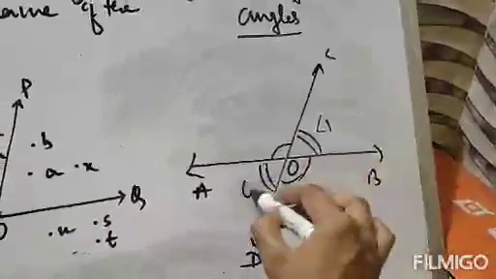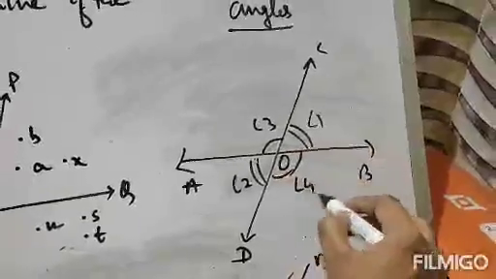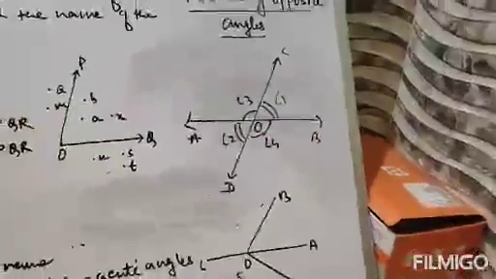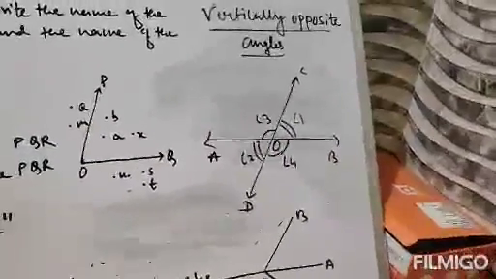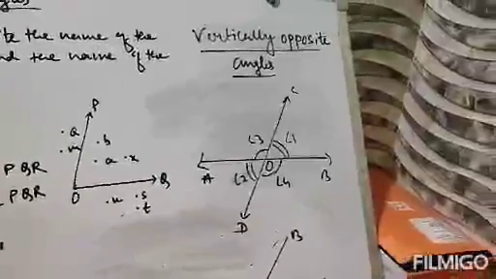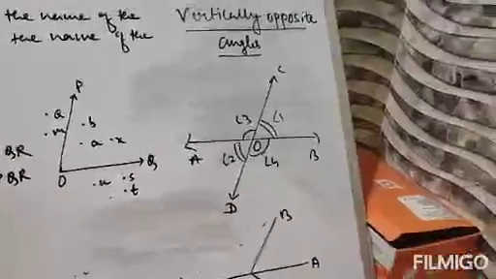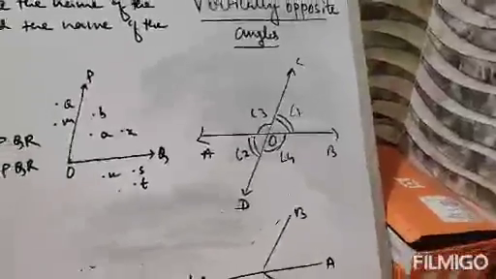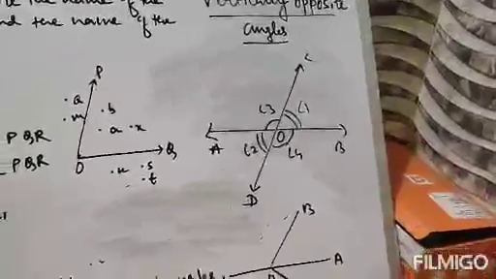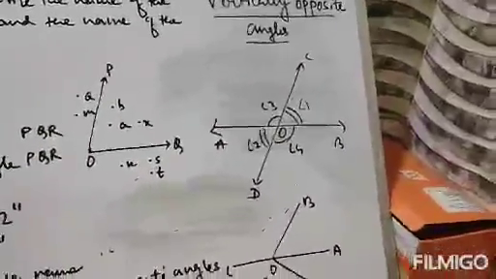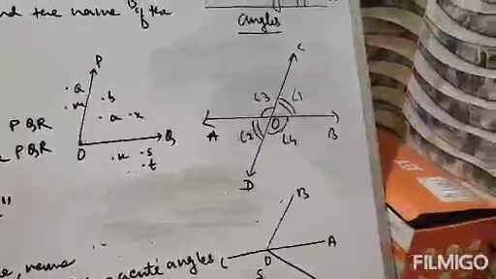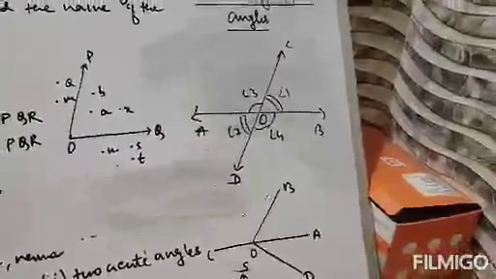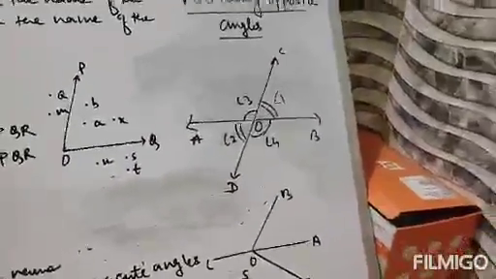Suppose this is angle 1, this is angle 2, this is angle 3, this is angle 4. So angle 1 is opposite to angle 2 and angle 3 is opposite to angle 4. The angles on opposite sides of the point of intersection O are called vertically opposite angles. That means angle 1 is vertically opposite to angle 2 and angle 3 is vertically opposite to angle 4.